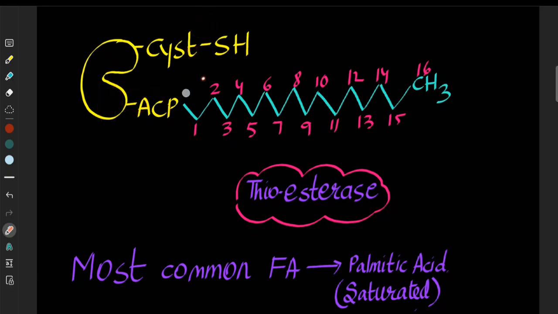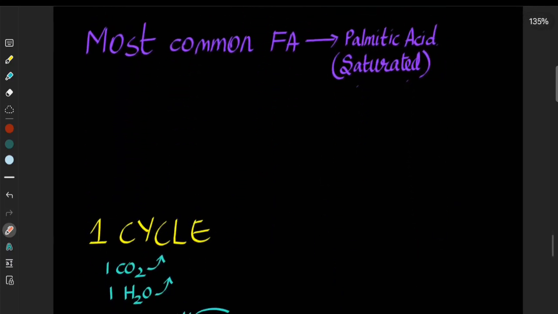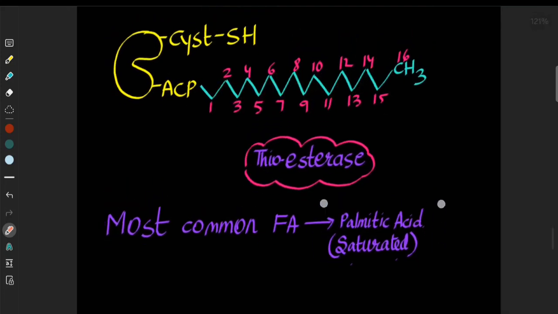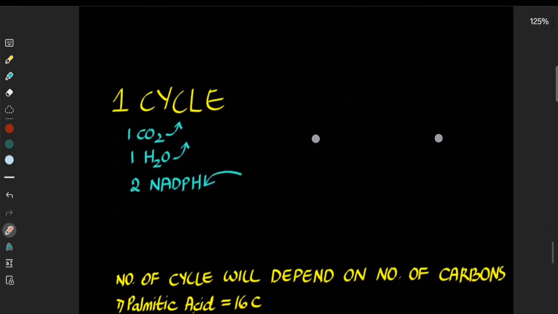Now palmitic acid is a saturated form. That means it does not have any double bonds. It's just going to have single bonds between every carbon, like over here we do not have any double bonds, right? So this is a saturated carbon. Now let us try to see some other concepts related to this particular fatty acid synthesis.